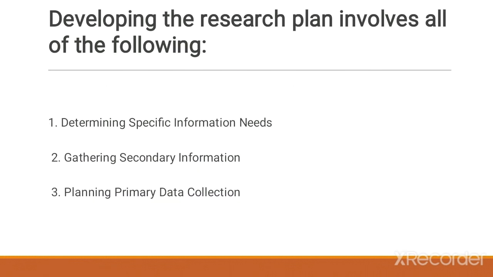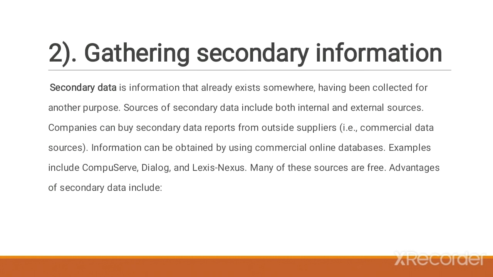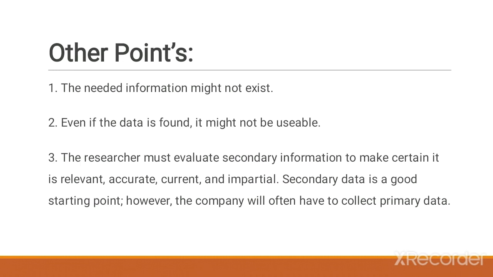Research plan involves: determine specific information needs, gathering secondary information, planning primary data collection. Determine specific information needs, gathering secondary information. Point: it can usually be obtained quickly and at lower cost. Sometimes data can be provided that an individual company could not collect on its own. Other point: the needed information might not exist, and even if data is found, it might not be usable. The researcher must evaluate secondary information to make certain it is relevant, accurate, current, and impartial.